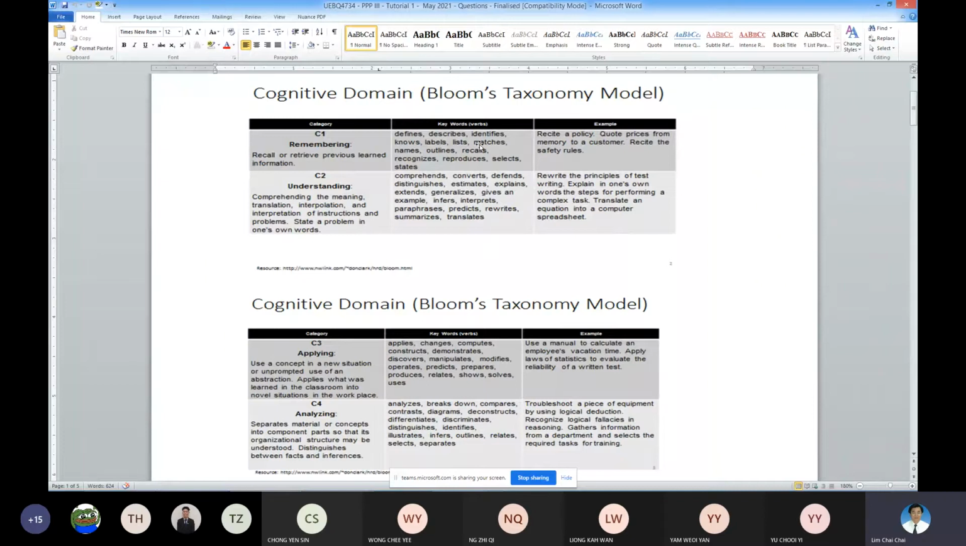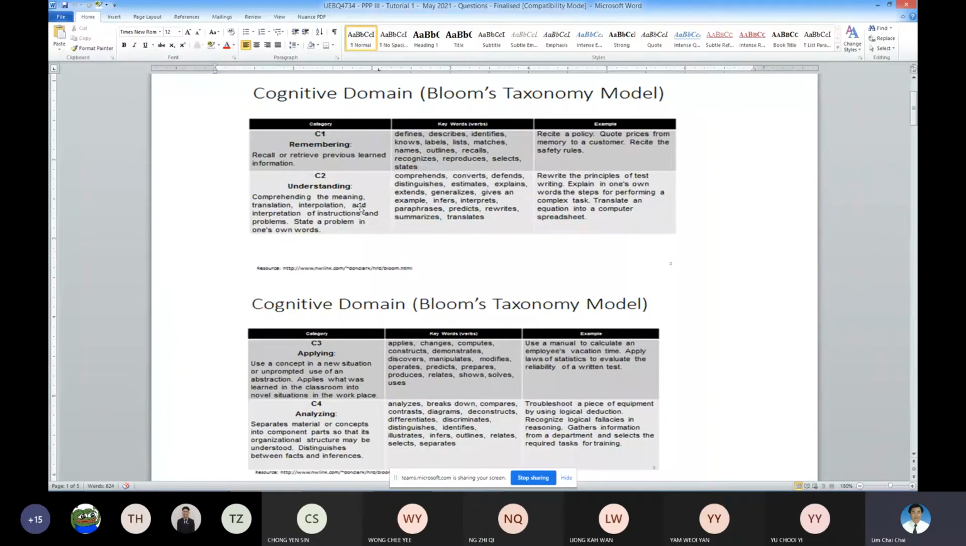Questions at the first level usually contain verbs like define, describe, identify, know, label, match, outline, recall, reproduce. So these are memorizing categories; they are testing your C1. For C2, these keywords will be in the questions: to comprehend, to defend, to estimate, to explain, to provide examples, to interpret, to summarize, translate, rewrite, and so on. This will be under the C2 category.